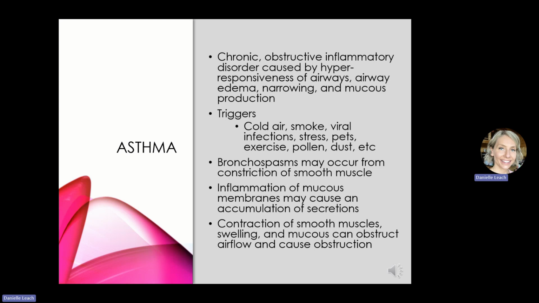So the person can have bronchospasms that can occur from constriction of the smooth muscle in their bronchioles. We can have inflammation of their mucous membranes that causes an accumulation of secretions, so a lot of mucus and secretions in the airways. We can have contraction of the smooth muscles, swelling, and mucus that all can obstruct the airflow and cause an obstruction, which is basically an asthma attack or an asthma exacerbation.